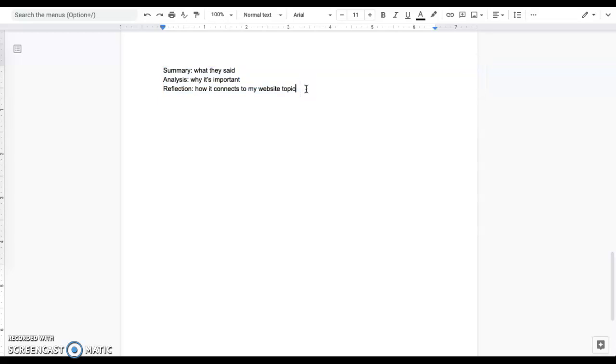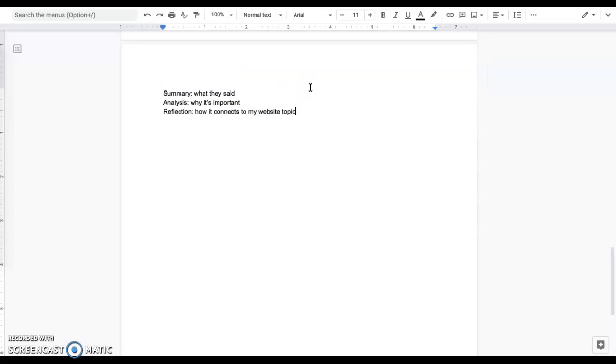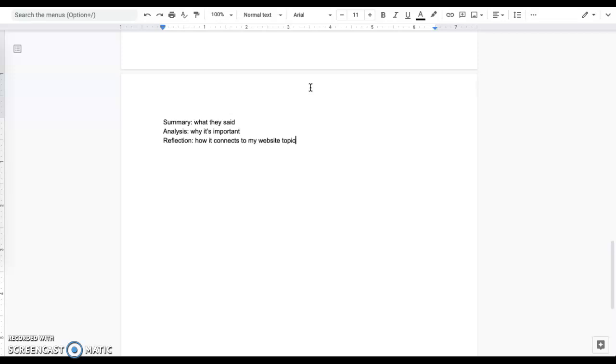But what I want you to take away from this lesson, and then I'm going to say goodbye, I promise, is these three pieces. The summary is what they said, the analysis is why it's important, and then the reflection is how it connects to your website topic.